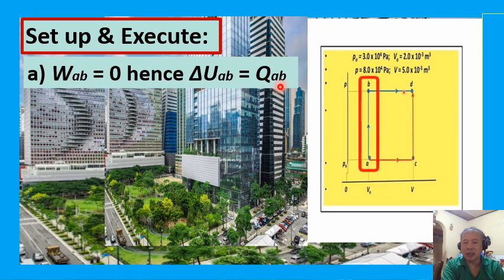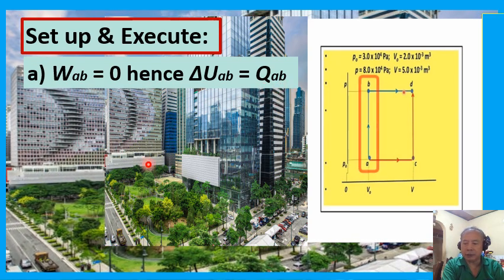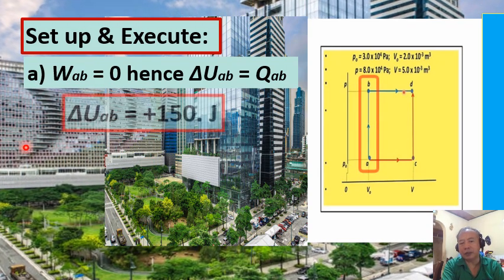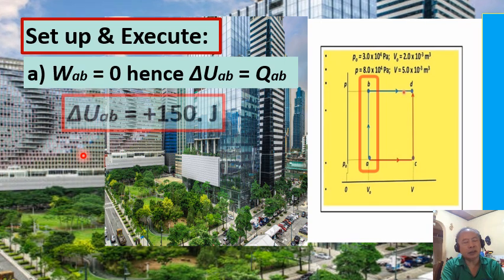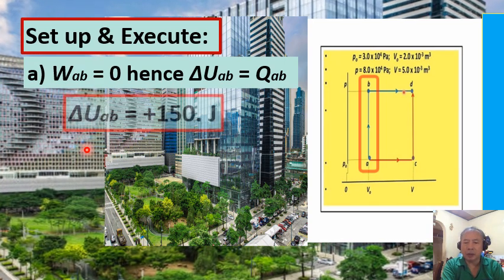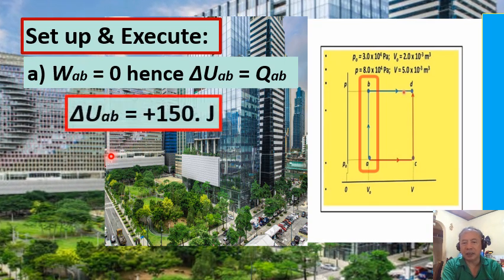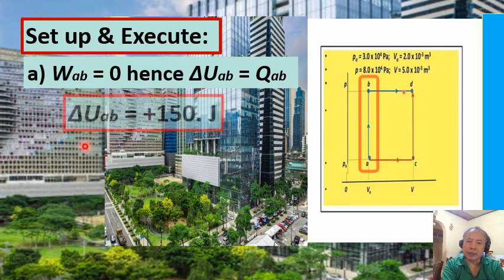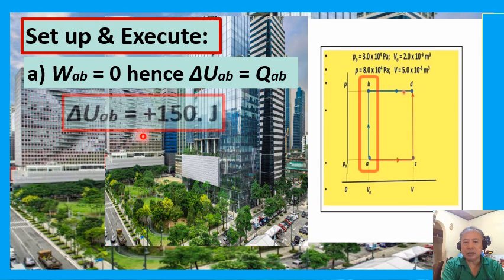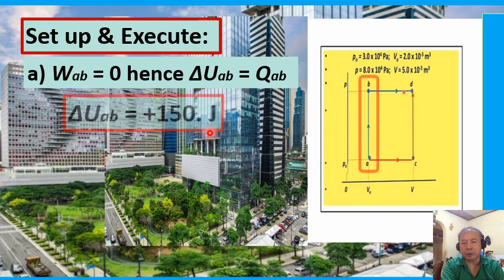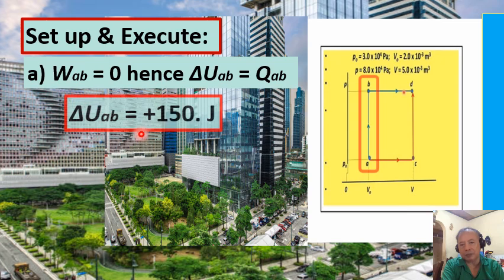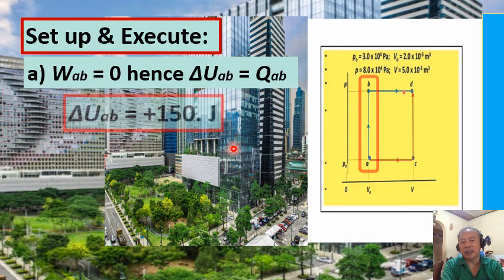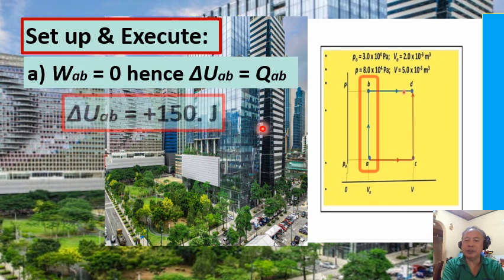Since capital Q sub AB is given in the problem, therefore, we can have the answer to question letter A. That is, the change in the internal energy of the system for the process that proceeds along the path AB, delta capital U sub AB, is equal to positive 150 joules. The positive sign simply implies that there is an increase in the internal energy of the system.